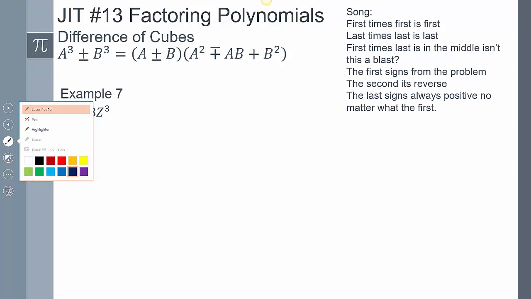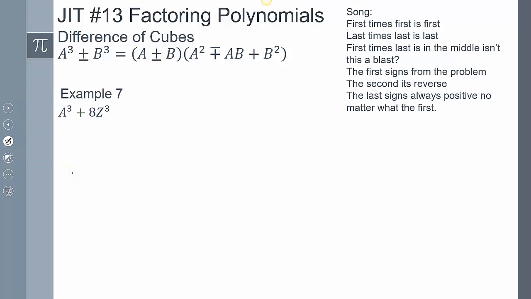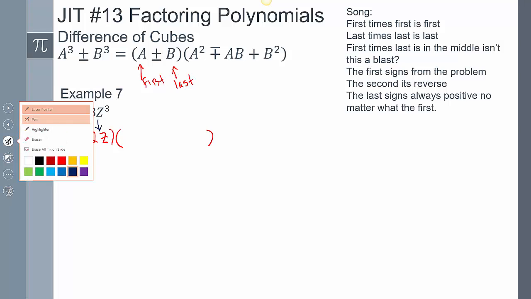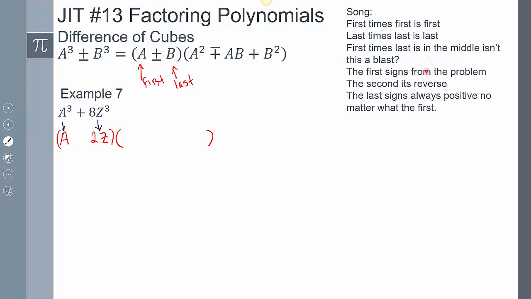So find that. So the cube root of a cubed is going to be a. And then the cube root of 8z to the third is just going to be 2z. And so when I use the phrase first times first and my first and last and stuff, I'm going to refer to this. This is the first and this is the last.